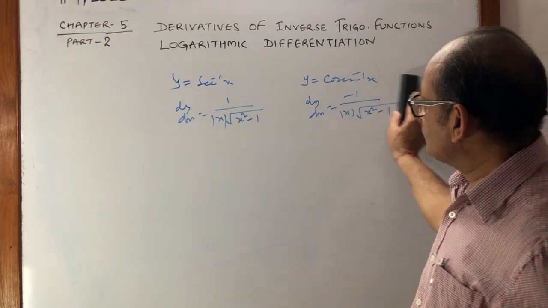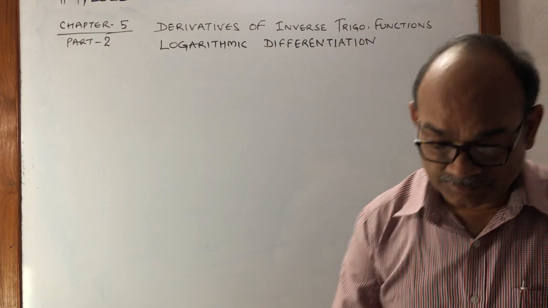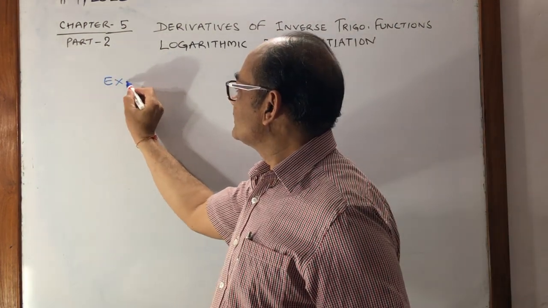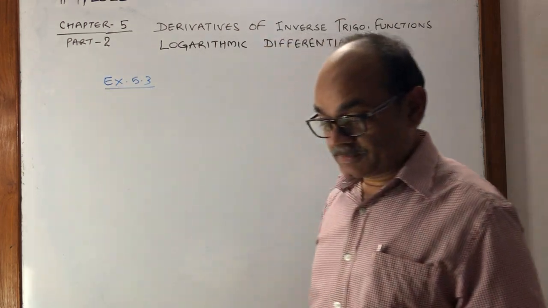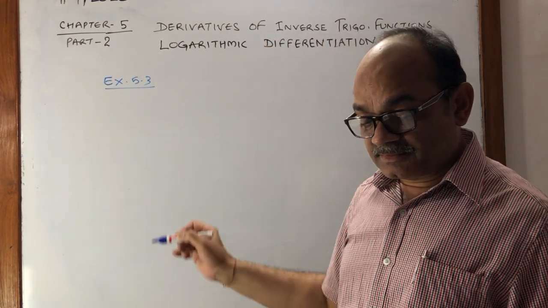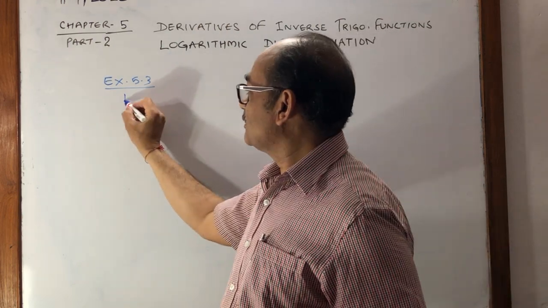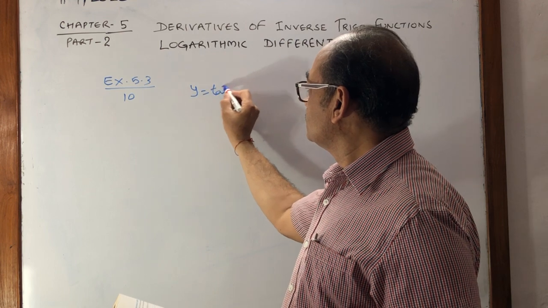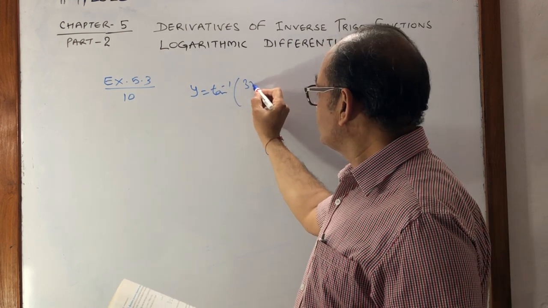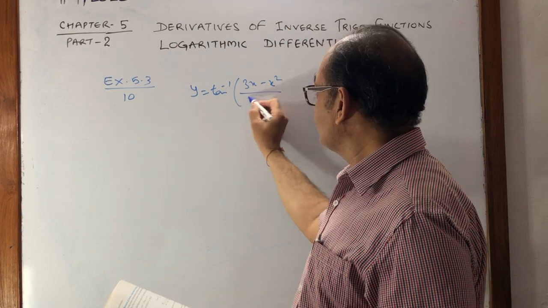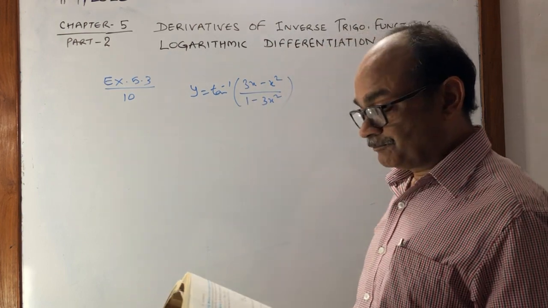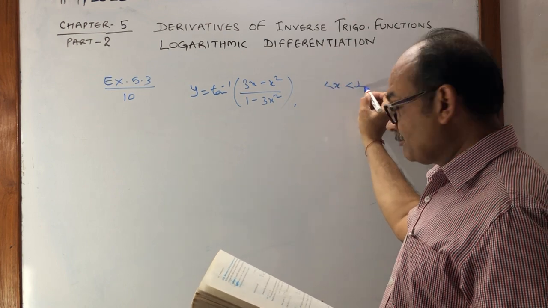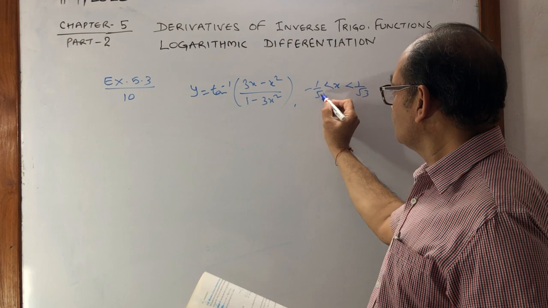Write down the first question, Exercise 5.3, sums number 10 to 15. So sum number 10: y equals tan inverse of 3x minus x cube divided by 1 minus 3x square, where x is in the proper range, less than 1 by root 3 and greater than minus 1 by root 3.